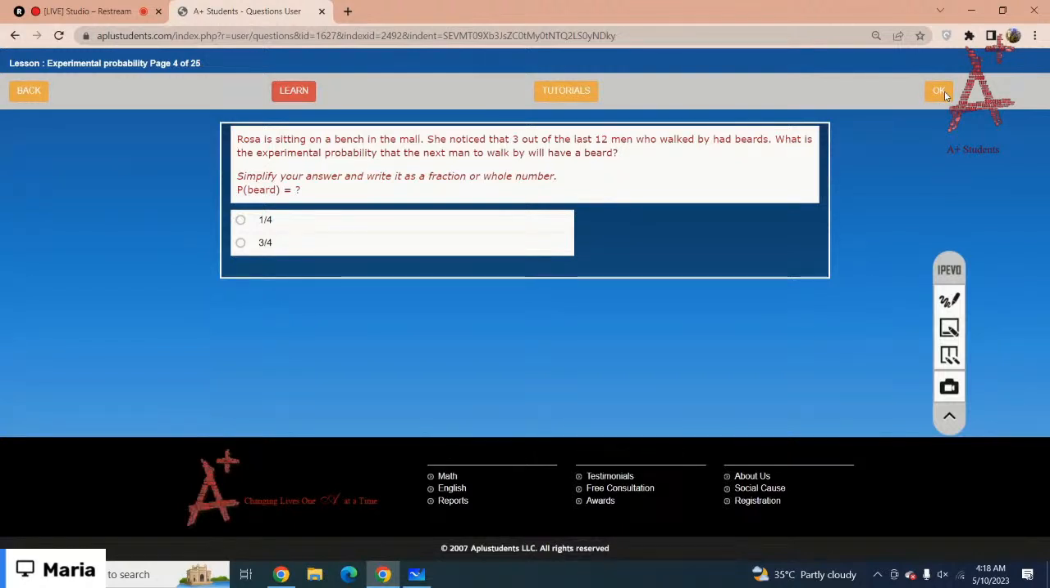Okay, the next one is Rosa is sitting on a bench in the mall. She noticed that 3 out of the last 12 men who walked by had beards. What is the experimental probability that the next man to walk by will have a beard? Which is the correct option? Yes, very good. It would be 1 over 4. 3 out of 12 means 3 by 12, and you can divide them by a common factor, so it would be 1 over 4. Very good. The correct option is 1 over 4.